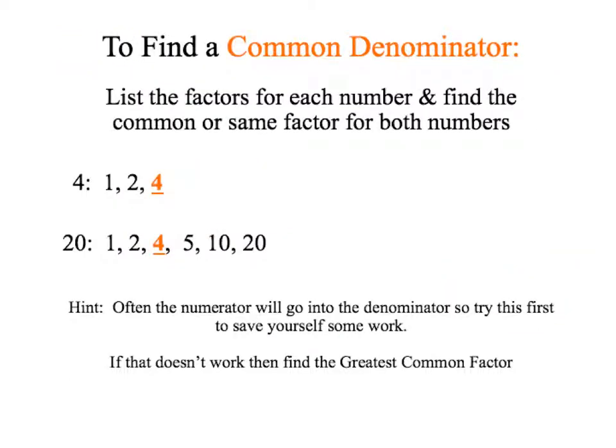Now to find a common denominator, list the factors for each number and find the common or the same factor for both numbers. Now often the numerator will go into the denominator, so try this first to save yourself some work. If that doesn't work, then find the greatest common factor.